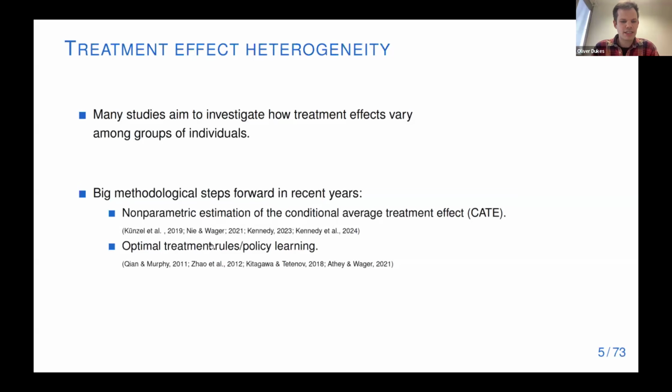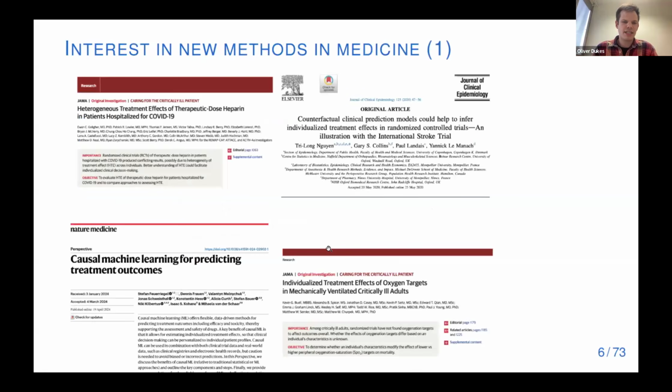A second strand of work has looked at treatment rules or policy learning. There's a connection between these literatures, but there the focus is rather to deliver a treat or not treat type rule to practitioners. There have been huge developments in both of these directions, and in medical research, the area of application I'm familiar with, there's been interest in actually applying these tools in real data sets in the last 5 years or so.